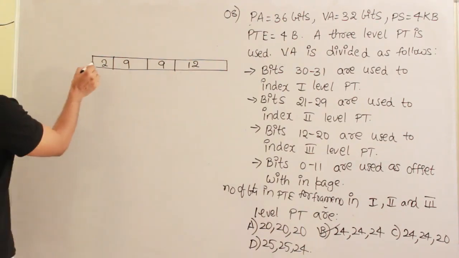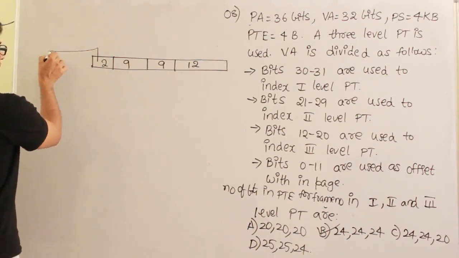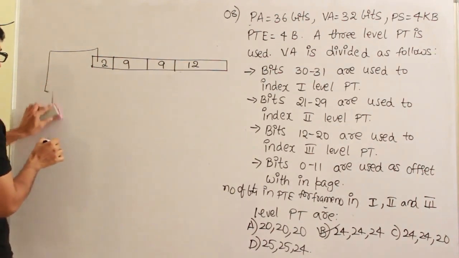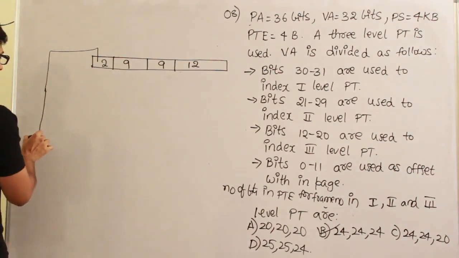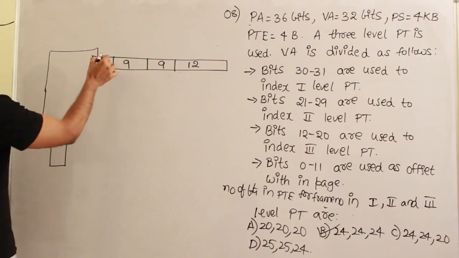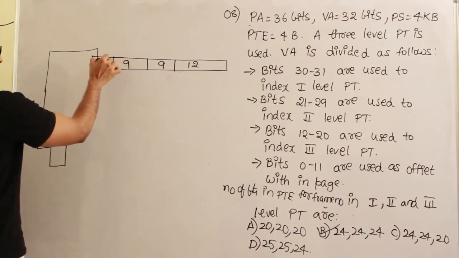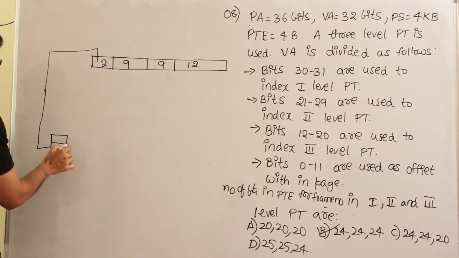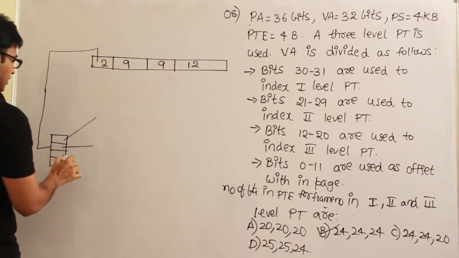Now watch it. Now they are using 2 bits to index into the outermost page table. So if they are using 2 bits to index into the outermost page table, how many entries do you think will be present? If I'm using 2 bits, then how many entries will be here? 4 entries, 2 power 2. Therefore, the outermost page table will contain 4 entries, right?